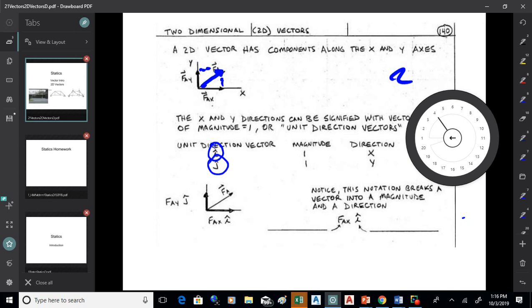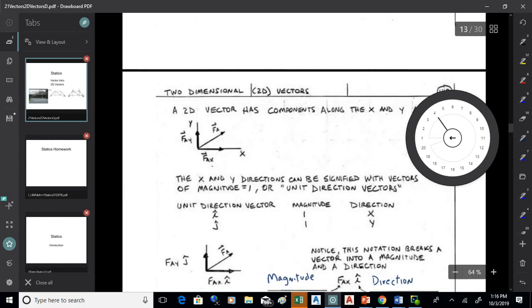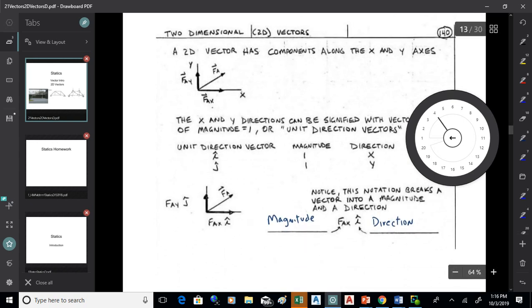So what I can do, and this is just a notational thing, but we'll use this a bit, you can take FAX, let's say, and break it into two pieces. FAX, not bolded, not written as a vector, but just a magnitude, and then i for the direction. So I can take FAX and turn it into FAX i. What I've got then on the left is a magnitude, on the right, I've got the direction. Just a notational thing that we use sometimes.